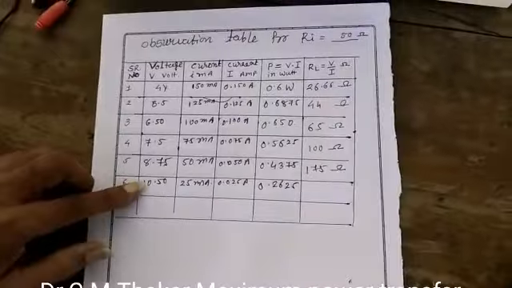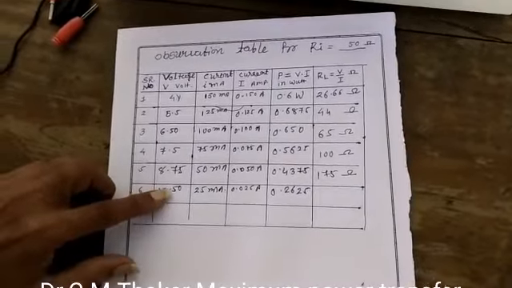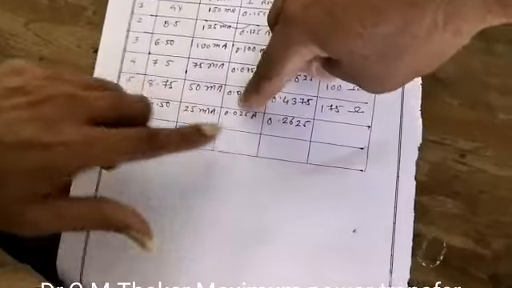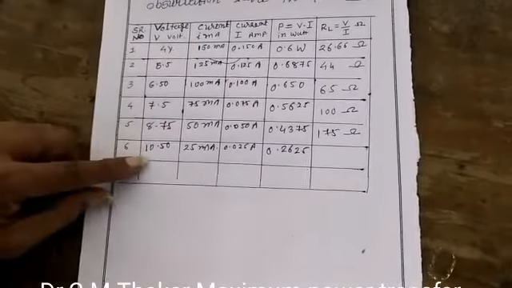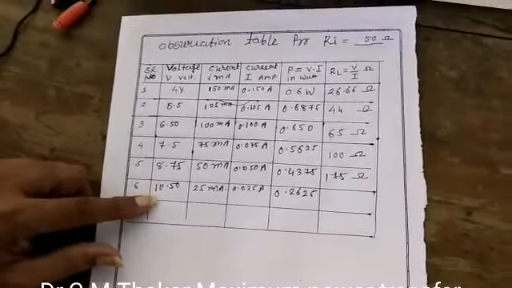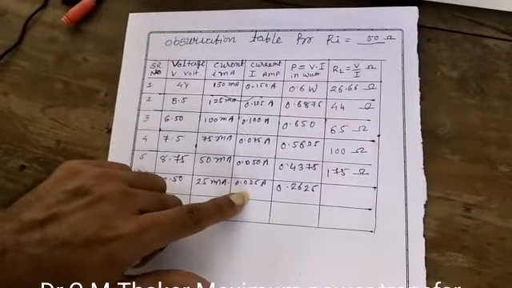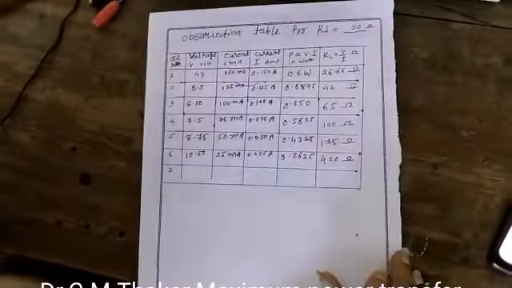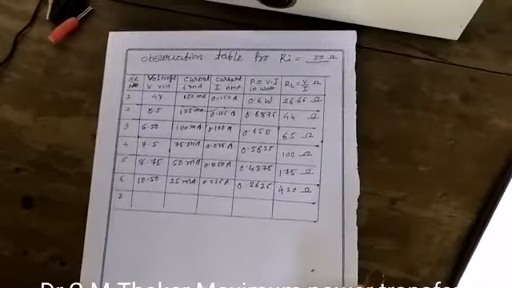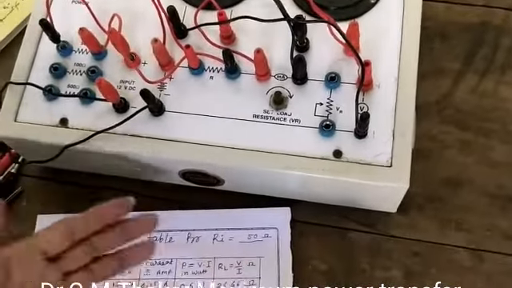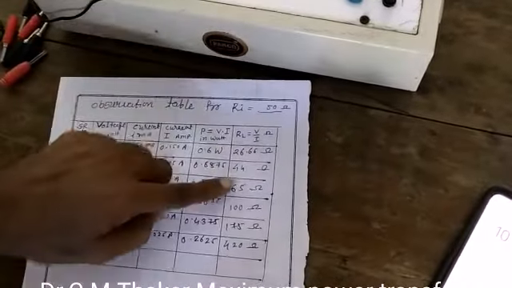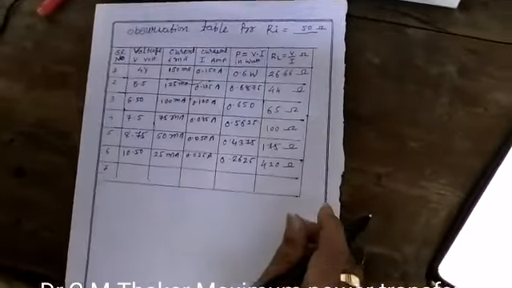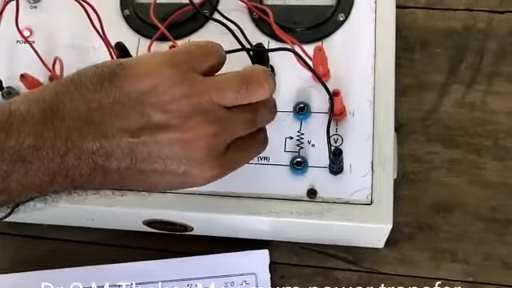And 10.5 divided by 0.025 is 420 ohm, right? That means what we did, we varied this knob, and we got 26.66 ohms, 44, 65, 100, 175, 420, all these resistances by varying this knob. This is the variable load resistance, right?